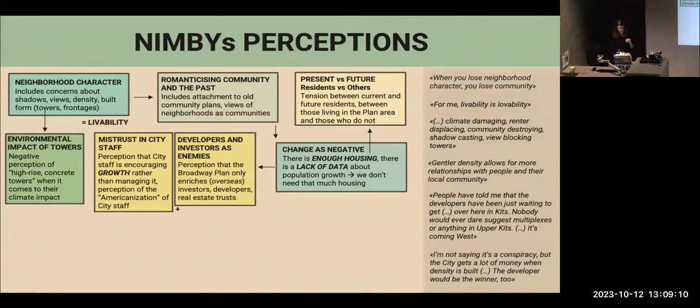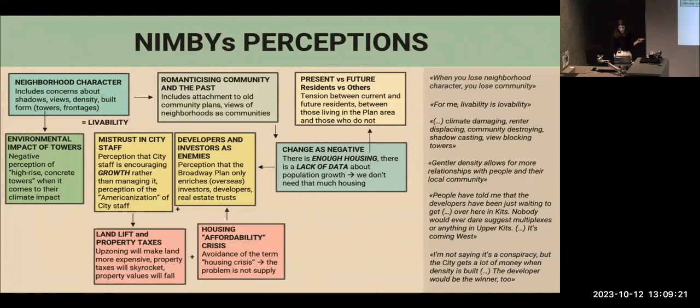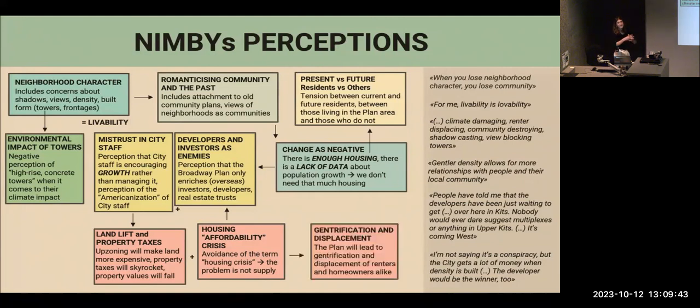The city in particular was accused of encouraging growth instead of managing it. And city staff was accused of wanting to turn Vancouver into an average American megacity. City staff was also accused of approving the Broadway plan to make land more expensive and therefore be able to extract more property taxes from residents. And interestingly, the term housing crisis was never used. The term housing affordability crisis was instead preferred because these residents didn't know that lack of supply was a problem. And lastly, high property taxes and lack of affordability together were going to displace not only renters, but also homeowners.